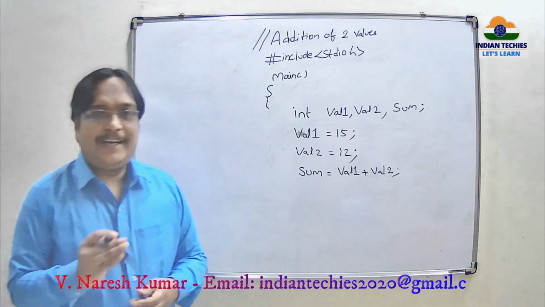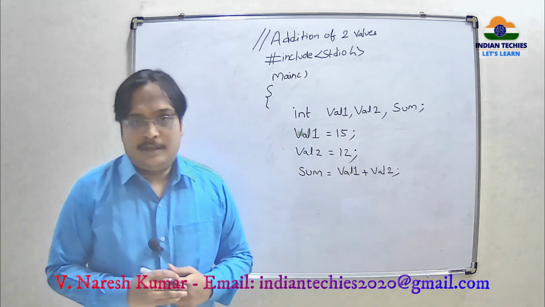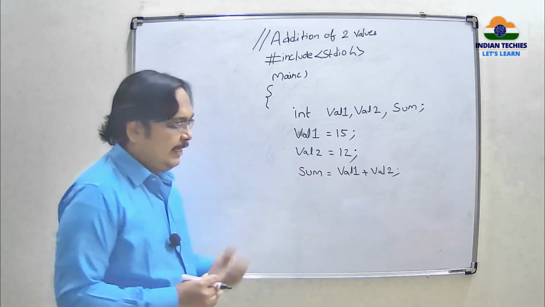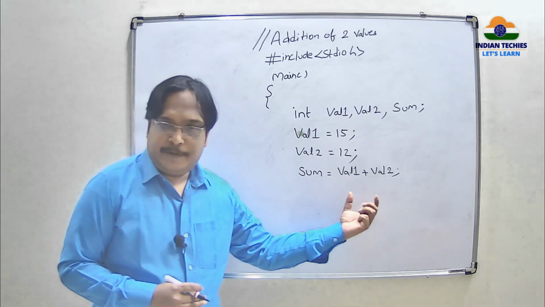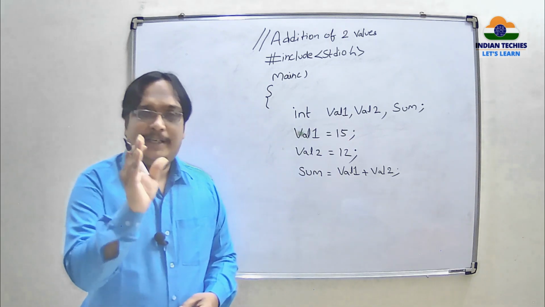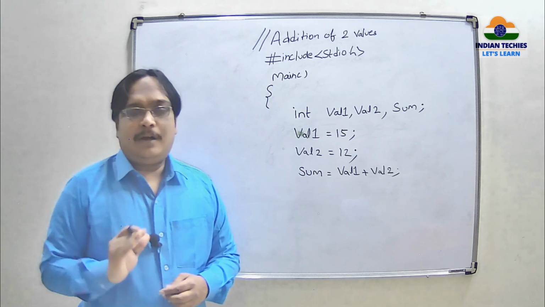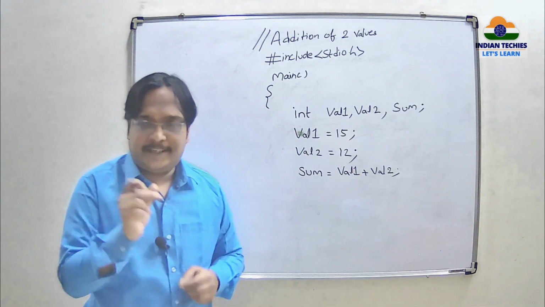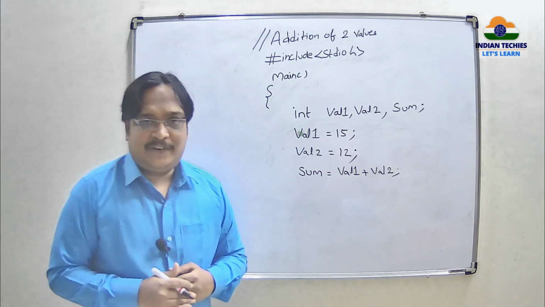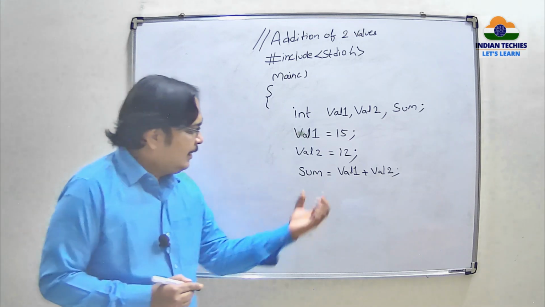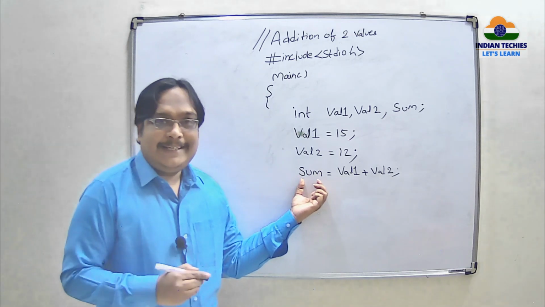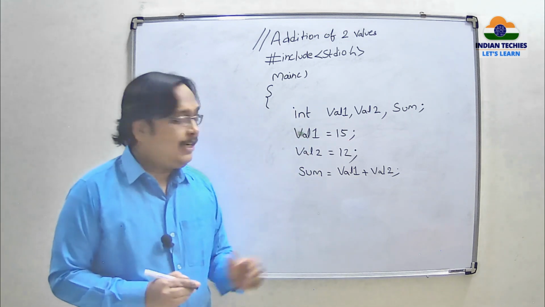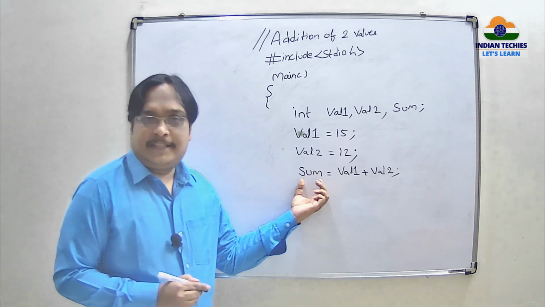To print something on the screen, we have a function called printf, right? But if you write sum within the double quotes, like printf within the double quotes sum, it will print the normal text sum. It will not print the value that is stored inside the sum. That's why we have to tell the compiler that sum is not normal text. It is of integer data type, which has some value. So print the value that is stored inside the sum.